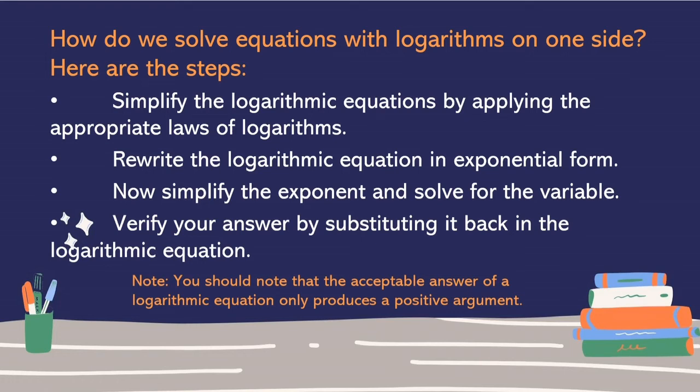How do we solve equations with logarithms on one side? Here are the steps. First, simplify the logarithmic equation by applying the appropriate laws of logarithms. Next, rewrite the logarithmic equation in exponential form. Then simplify the exponent and solve for the variable. And lastly, verify your answer by substituting it back in the logarithmic equation. You should note that an acceptable value of the variable in a logarithmic equation only produces a positive argument. Now, let us practice on the following example.